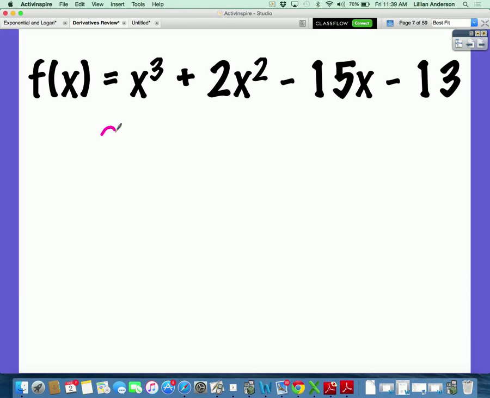So yes, power rule. Subtract 1. Power rule, what am I going to do with the 2's? Multiply them and subtract 1 here. 15, remember the derivative of a constant is 0. So that is your derivative there.